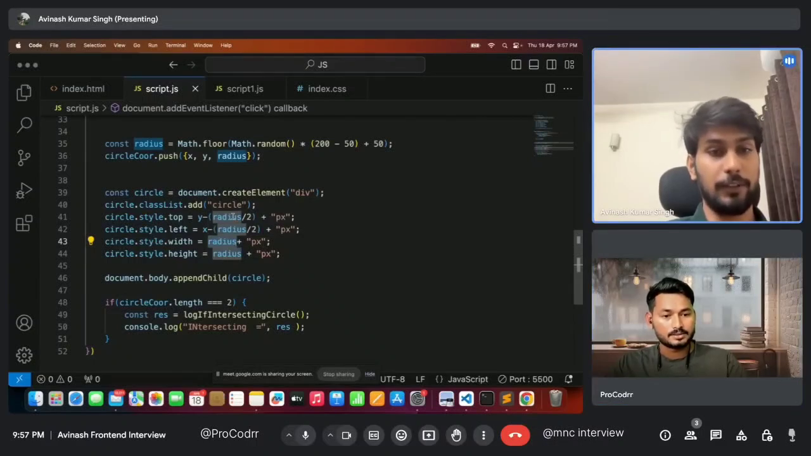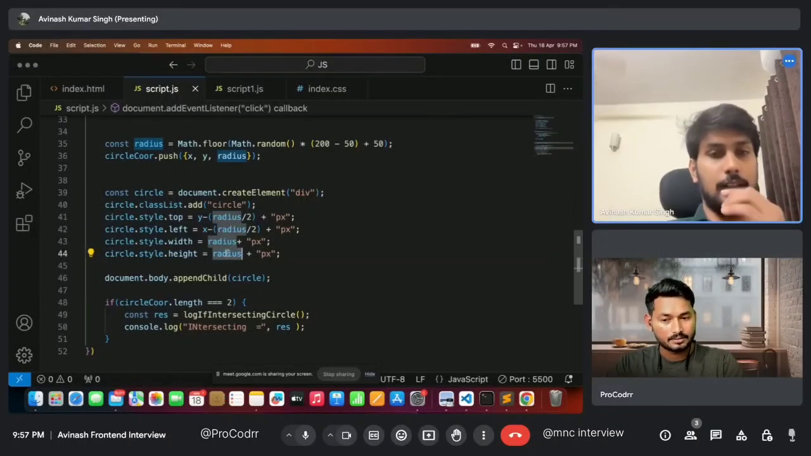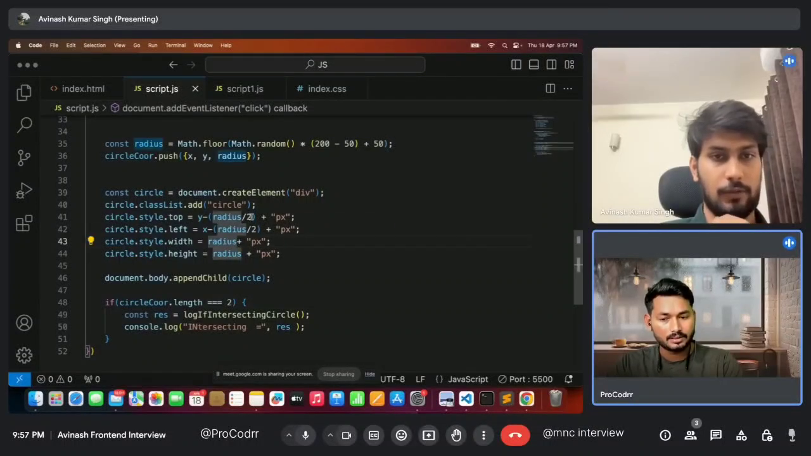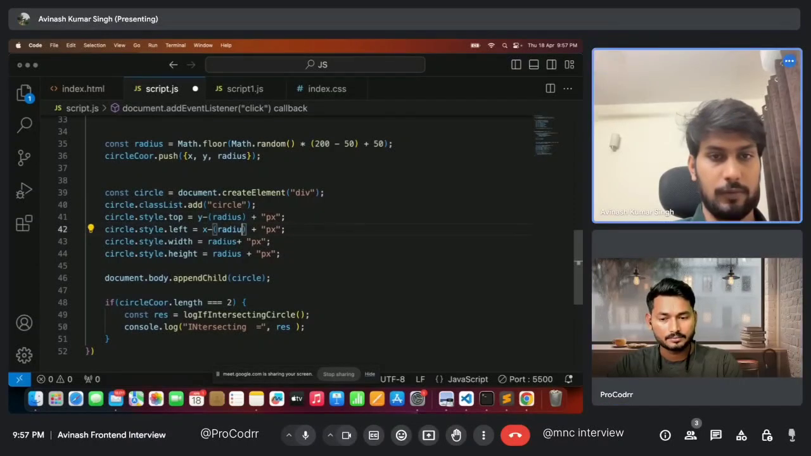Because we are assigning half there, and then we subtract. There we should keep the radius. We should not divide by 2. Here we should multiply by 2. We can try that. I don't think so, but yeah, let's try.